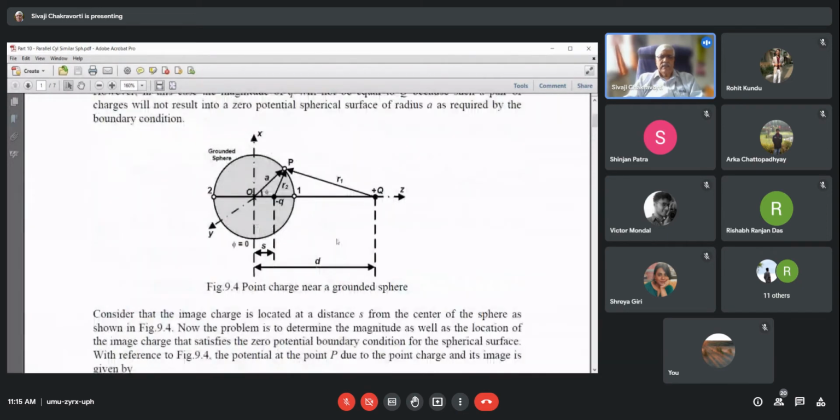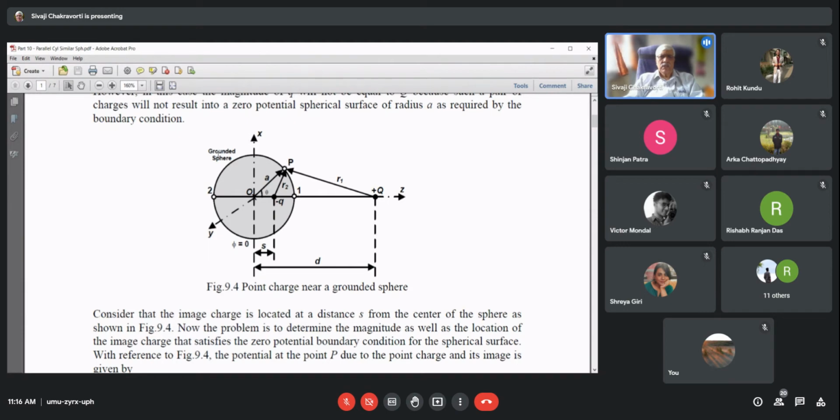Now, for that, let's say there are 2 points. First of all, let's join the center of the sphere, minus q and plus q. They are all on a straight line. This I forgot to tell you. The location of minus q will be on this line. And on this line, let us take 2 points, 1 and 2, on the surface of the sphere. Point 1 is towards plus q, point 2 is in the opposite direction of plus q.